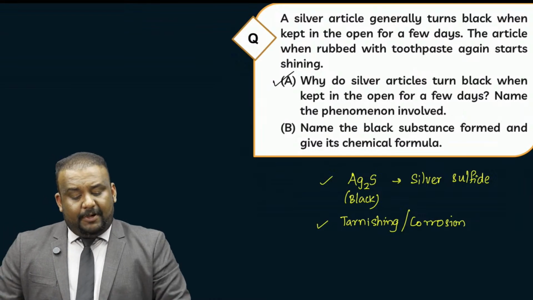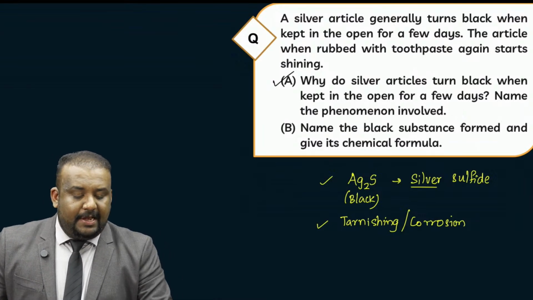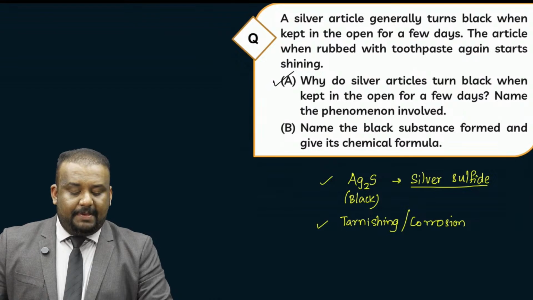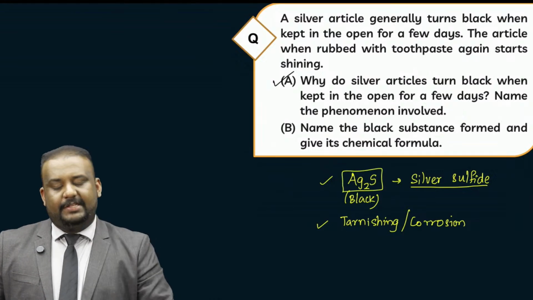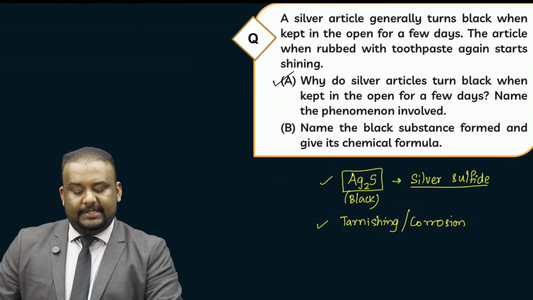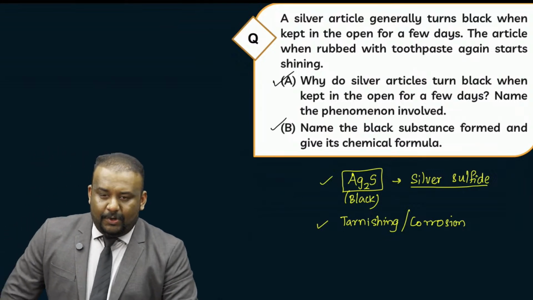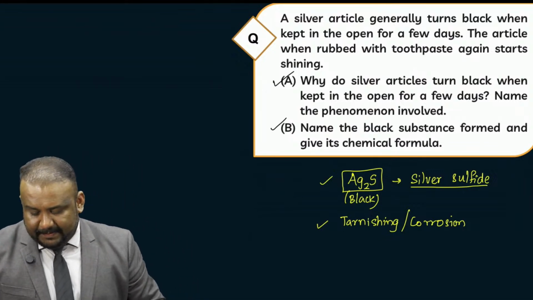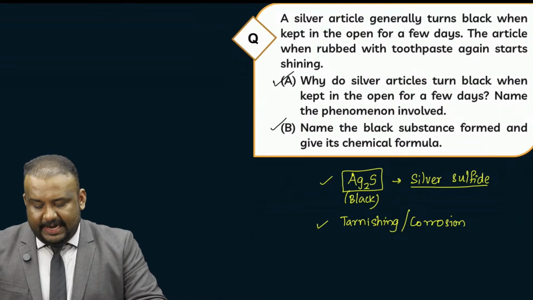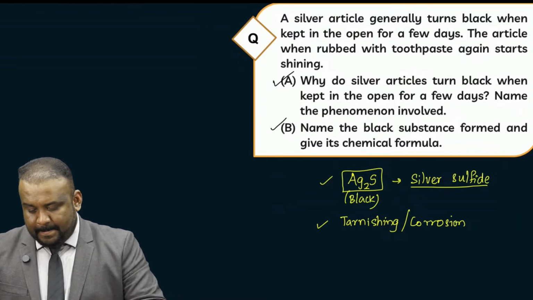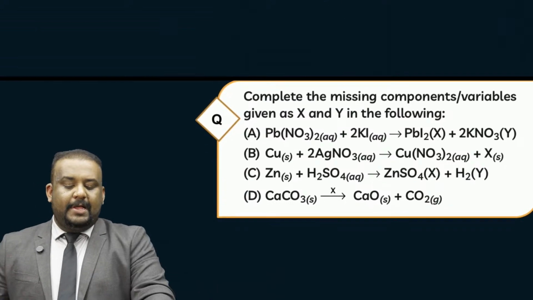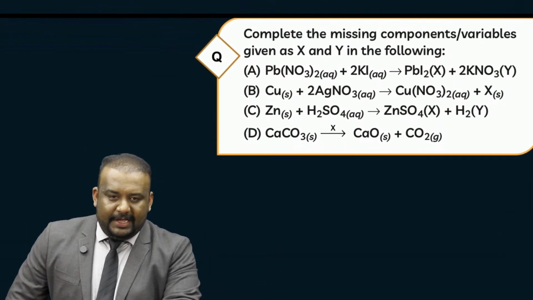Name the black substance formed and give its chemical formula. We already did that. It's called silver sulfide and its chemical formula is Ag2S. So hope that question is also clear. Right. Perfect. Okay, now let's look into the next question.